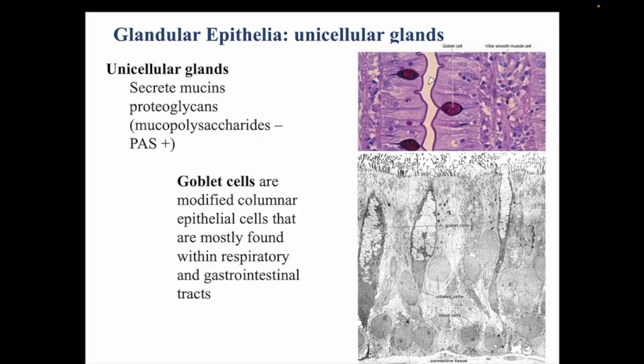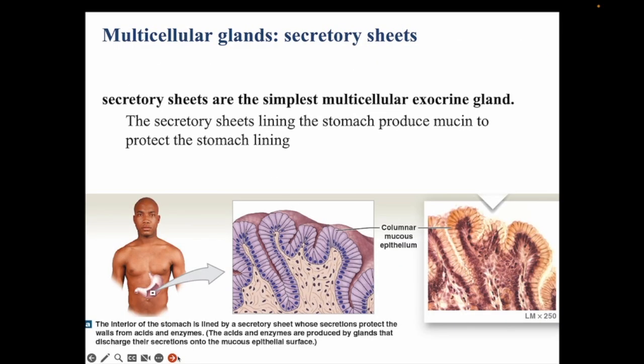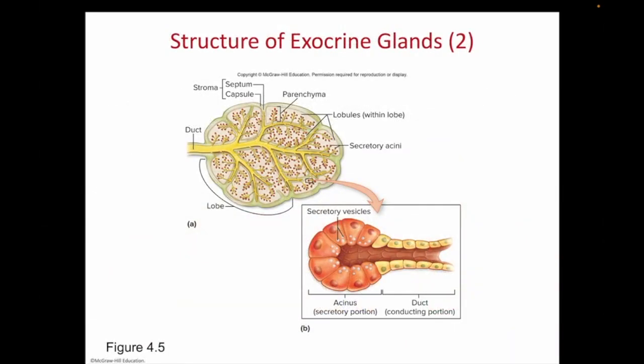So think about the unicellular glands. We talk about the goblet cells, the secretory sheets like in the stomach, and then the structure of the exocrine when it has more than a simple one cell or a simple layer. There is a duct and the secretory part. So understanding this anatomy is going to be very important.